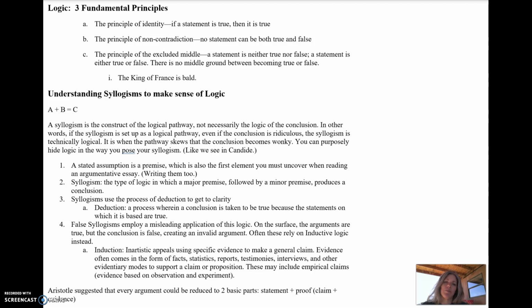Logic is really, really important to critical thinking. It's important to deconstructing arguments. It's important to constructing arguments. As you move into more writing, you'll be faced with whether you use a fallacy, which I'm sure many of you are aware of. We'll get to those soon too. Whether you are constructing a logical syllogism, which is a logical pathway, or if you are constructing a devious syllogism, you have choices as the artist in this matter. Okay, so those are the three fundamental principles of logic.